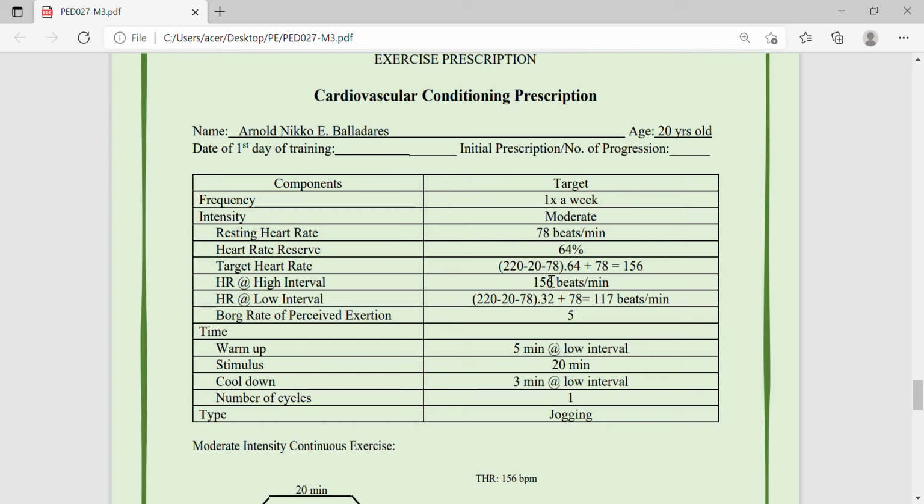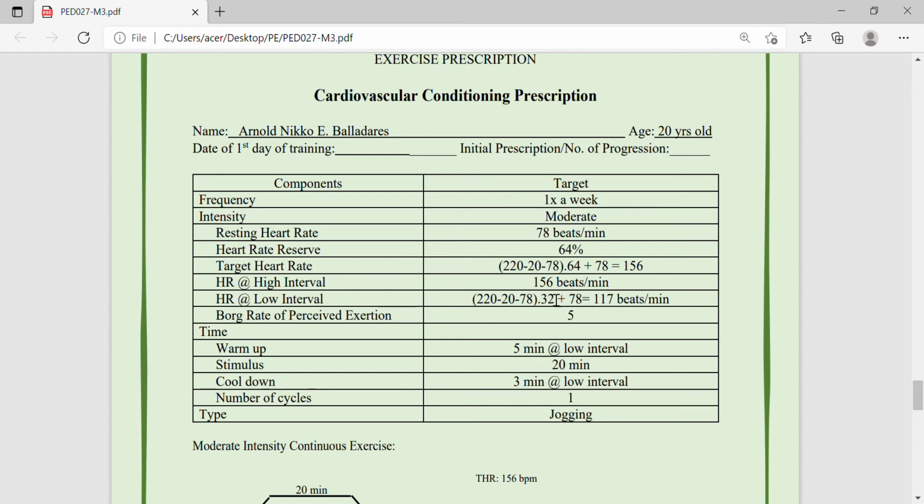In his case, he is 20 years old, and subtract again 78, his RHR. Then multiply the answer by 0.64, the decimal form of 64% from his HRR, and lastly add 78 again. So we got 156.6. This number would also be his target heart rate at high interval.